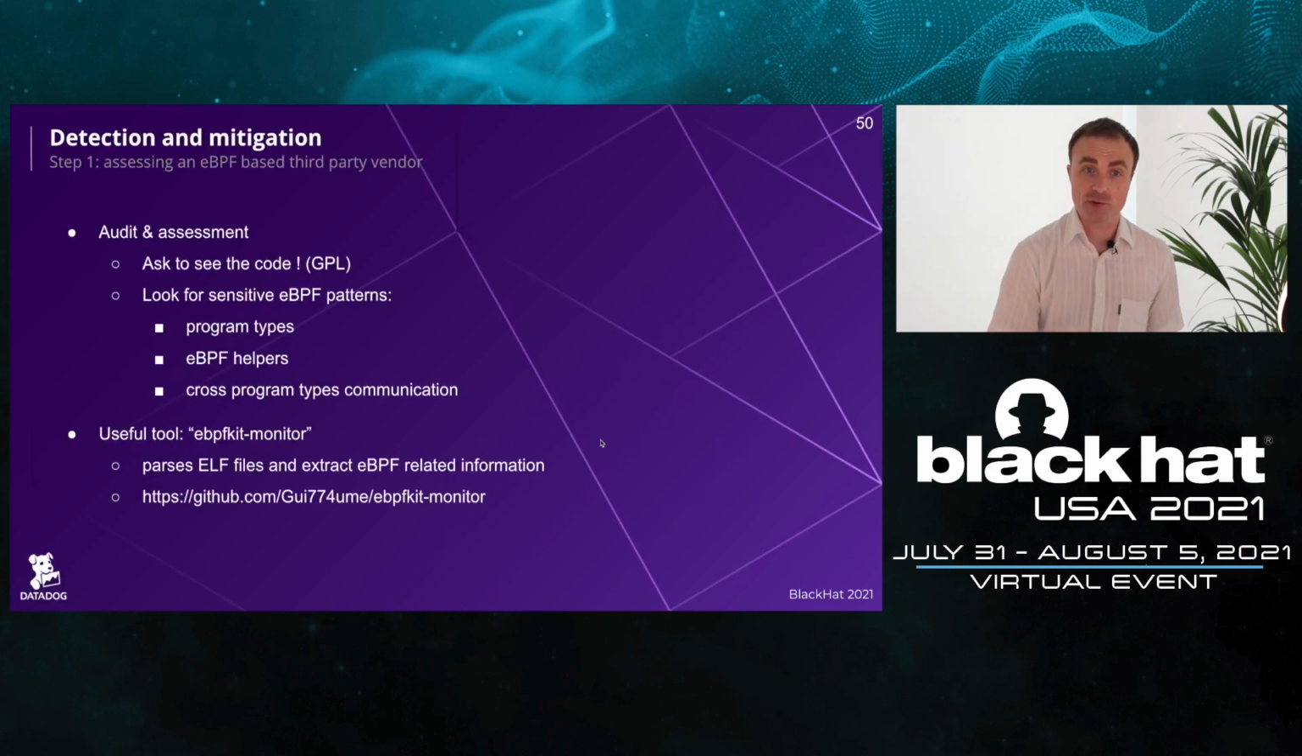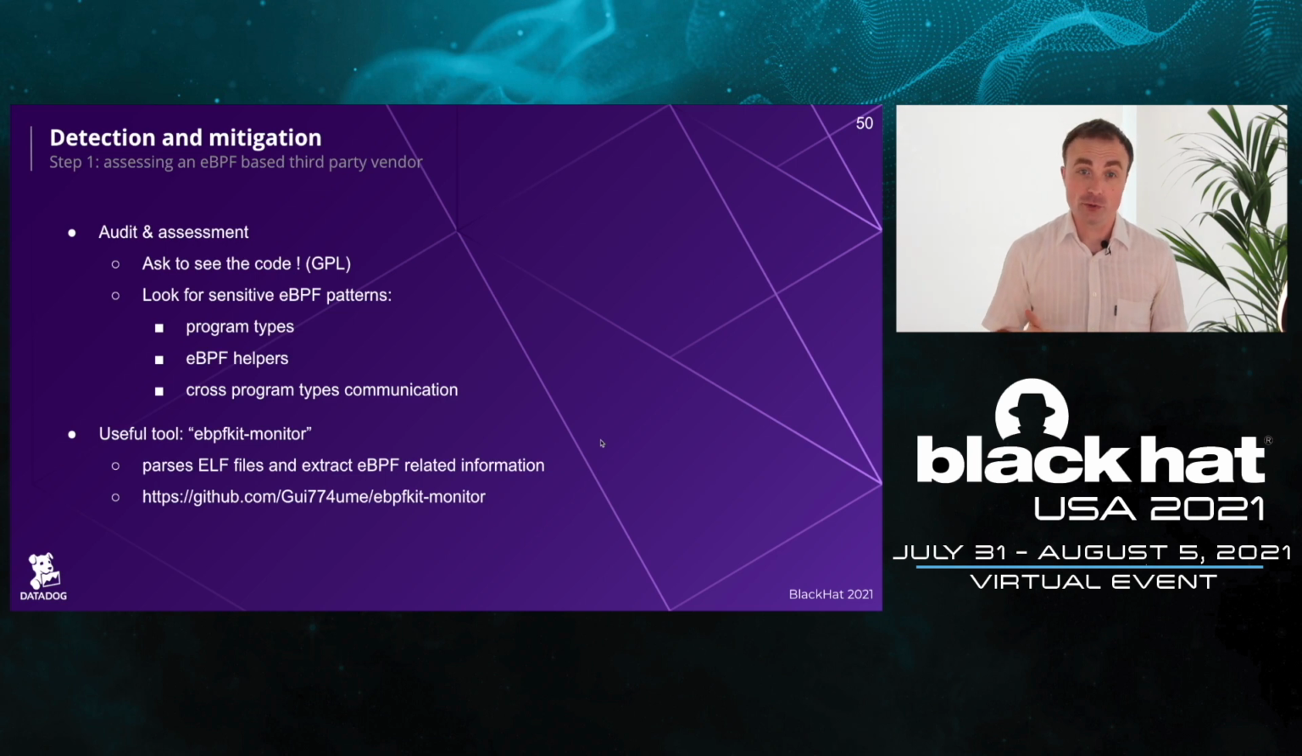We should do this at different levels. First, if a vendor provided you with eBPF programs, you should go through an audit and assessment phase of their programs. Strong chances are that the code has to be GPL, as it probably uses some internal kernel symbols, so you can ask for it. What should you be looking for? Well, the program types that are used, the eBPF helpers they use, the communication through maps between programs may indicate a potential risk in the case the vendor program is compromised.